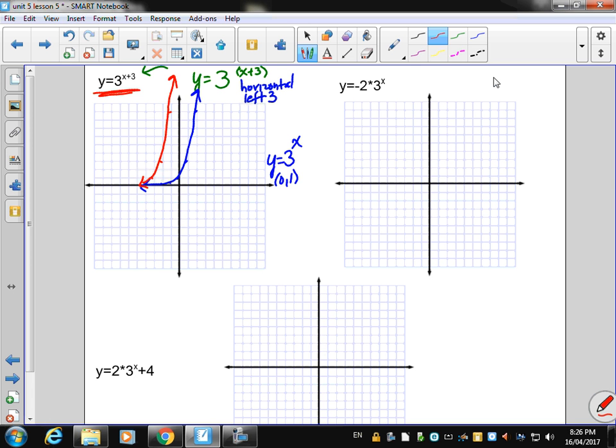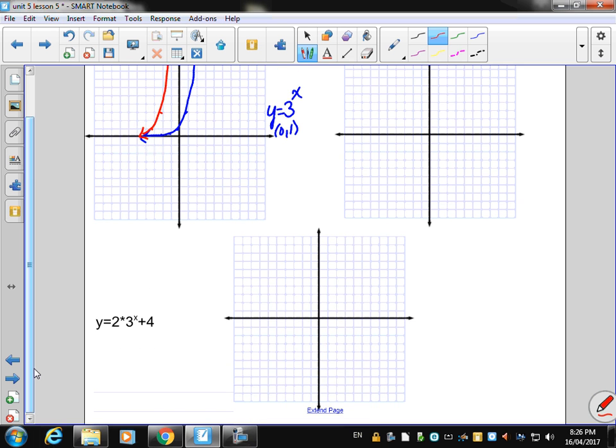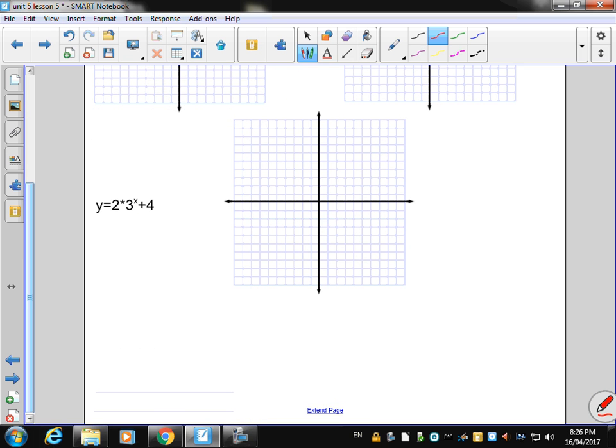We'll summarize these transformations in a moment. Let's try this second one. It says 2 times 3 to the x plus 4. So I know what 3 to the x looks like. I'm going to draw it first. It would have a y-intercept of 1, and everything would triple as we go to the right. So 1, 3, 9, 1/3, 1/9, and so on.